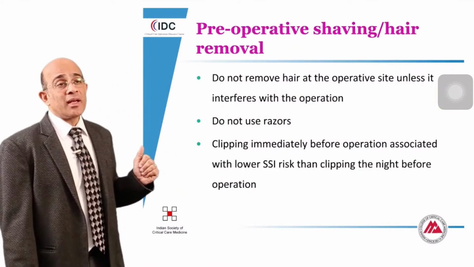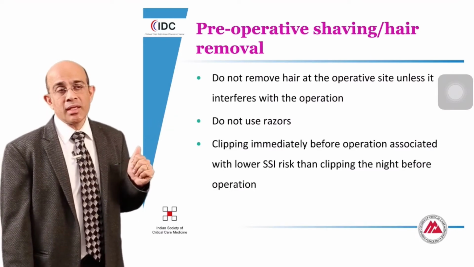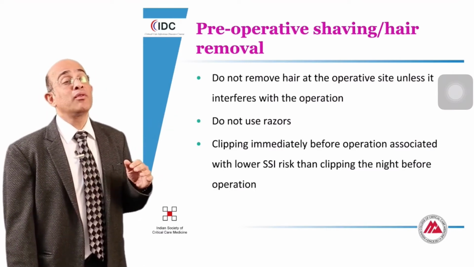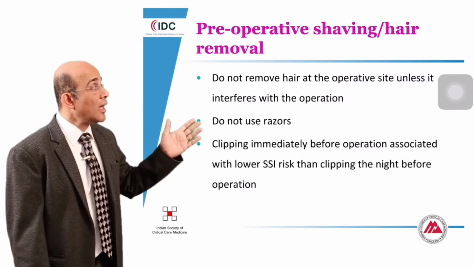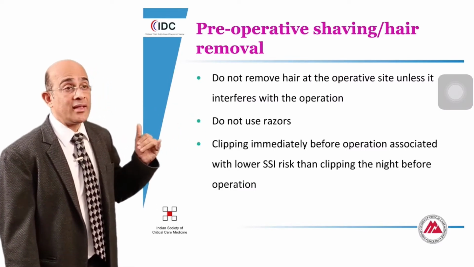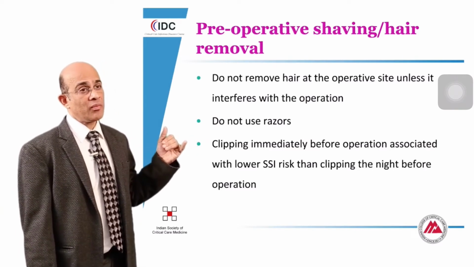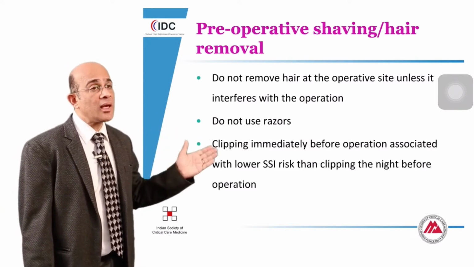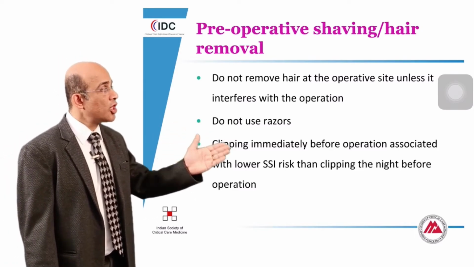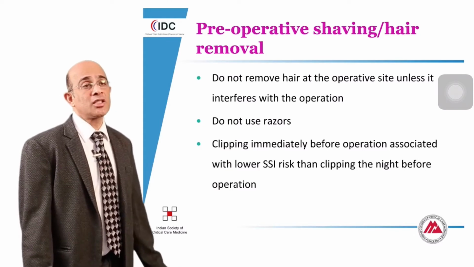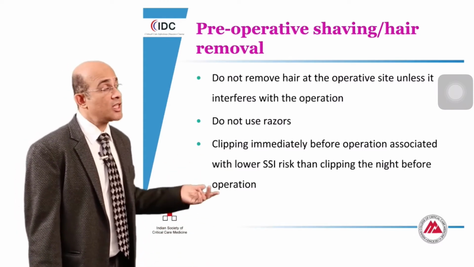Another important aspect in the prevention of surgical site infections is hair removal. It is recommended that hair removal preferably not be done wherever possible, but if it is indicated, it should be removed by either a depilatory cream or by clipping and not by shaving with a razor. And if it is done, it should be done as close to the surgical procedure as possible. So doing the clipping just before the surgery will minimize the chances of infection when compared to removal of hair using a razor maybe the previous evening.